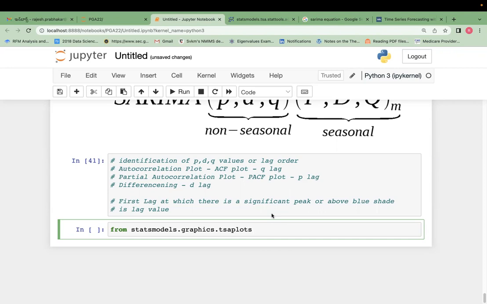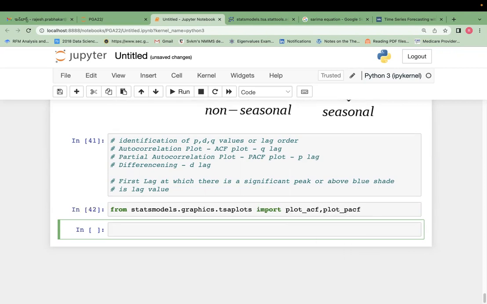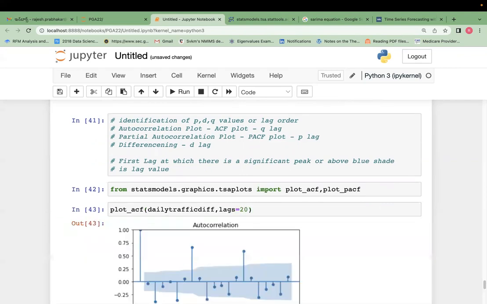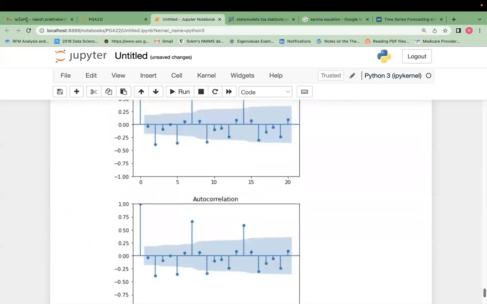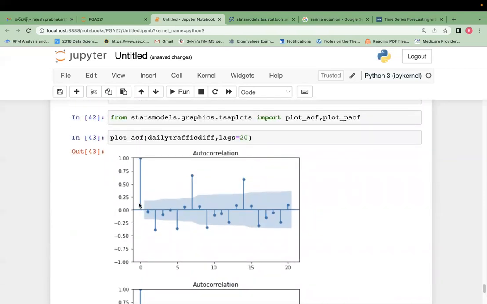So import plot_acf, plot_pacf. plot_acf(daily_traffic_diff, lags=20). Now you can see here, I think at lag zero only, there's a huge peak. Zero lag only, there's a huge peak. I think the lag value can be 0.